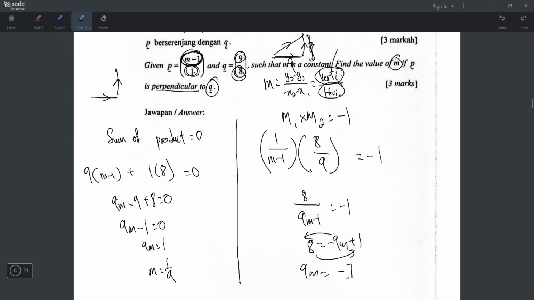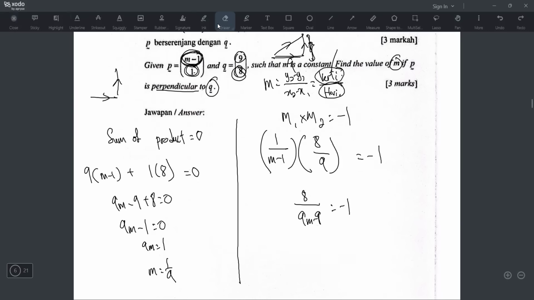Wait, did I do anything wrong here? 8 over 9m. Oh, I know already. 9 times m is 9m. This one is 9. Yeah, I wrote 1 here. 9 times m is 9m, 9 times 1 is 9. So this one is a mistake. Okay, so let's continue from here.